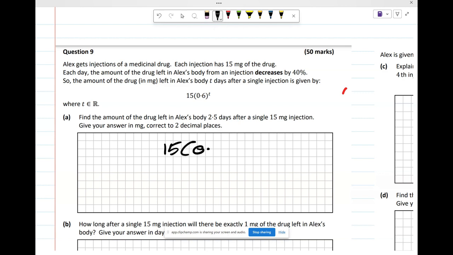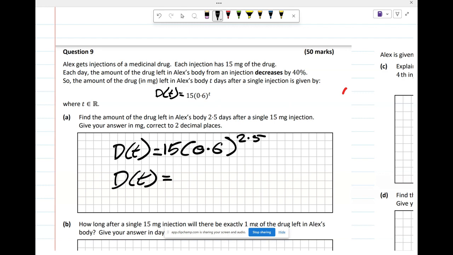Okay, so 2.5 days, that just means we have to sub in 2.5. So you can think of this like a function. If we call this d of t, this means the amount of drug left in Alex's body based on time. You can think of it as our output. So d of t is going to be, actually before I even do it, let's just hammer this home. So think of a function like this.